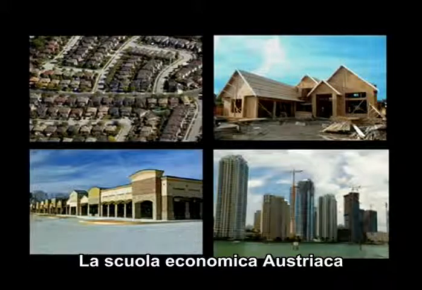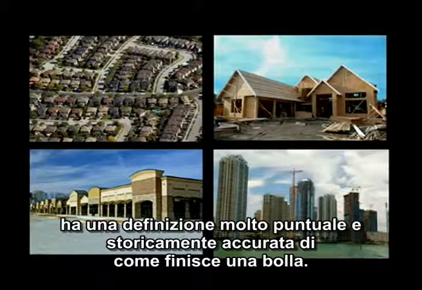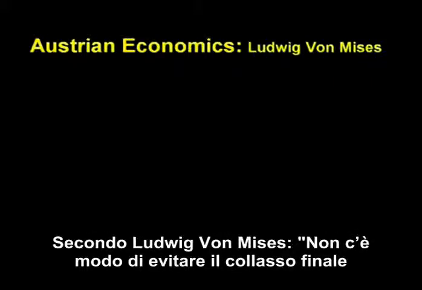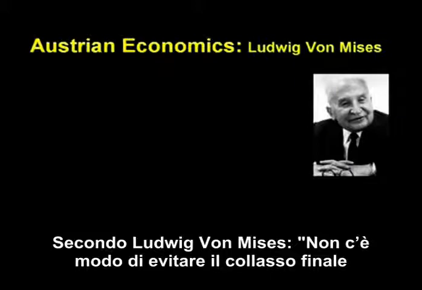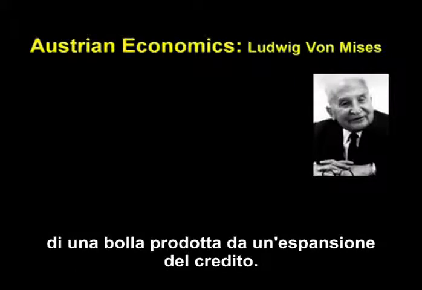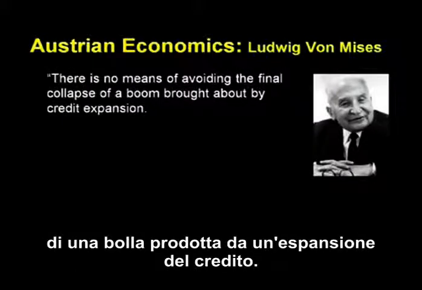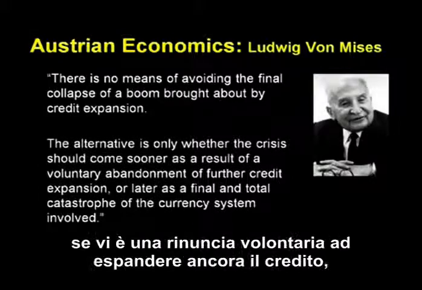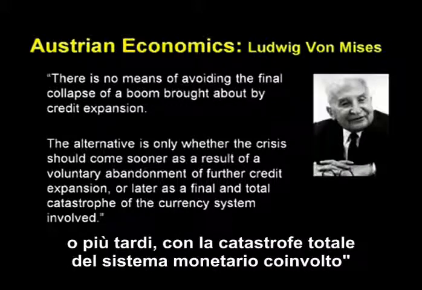The Austrian School of Economics has a very crisp and historically accurate definition of how a credit bubble ends. According to Ludwig von Mises, there is no means of avoiding the final collapse of a boom brought about by credit expansion. The alternative is only whether the crisis should come sooner as a result of a voluntary abandonment of further credit expansion, or later as a final and total catastrophe of the currency system involved.